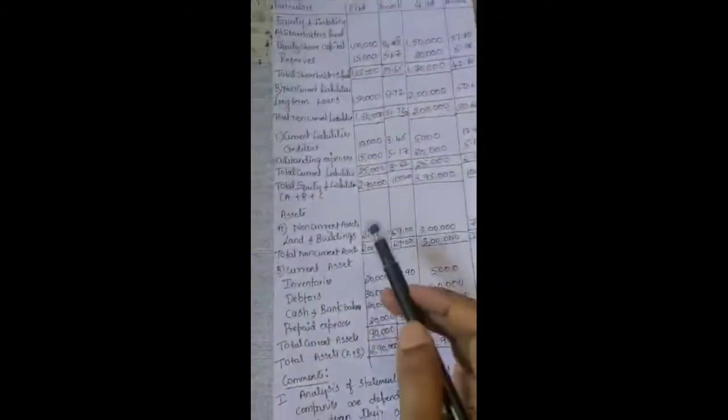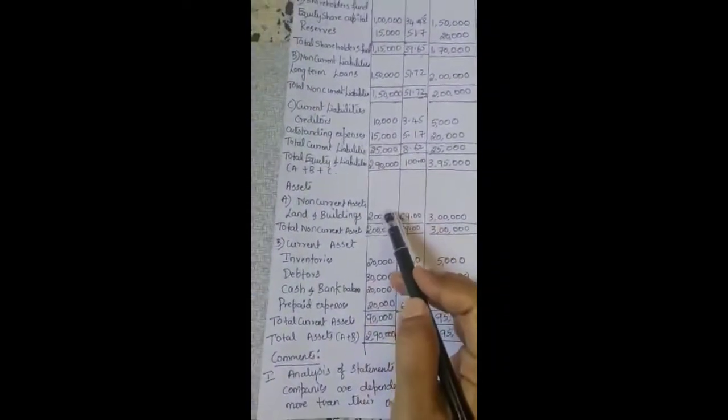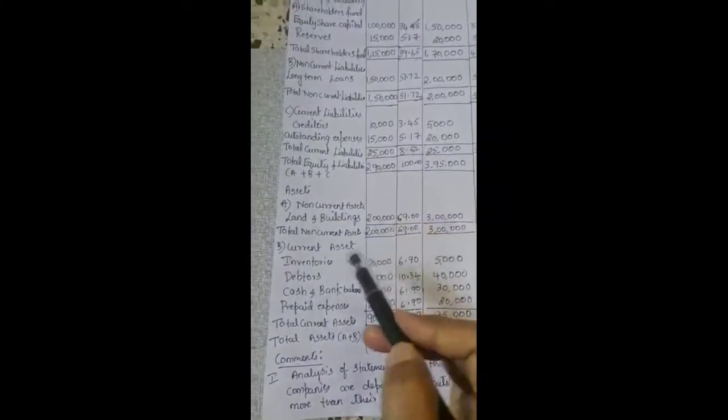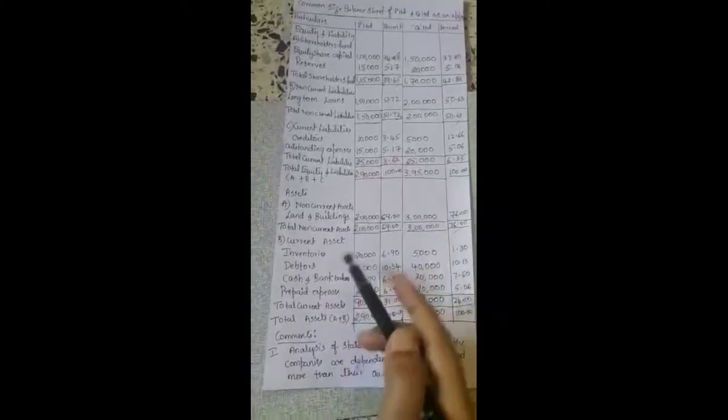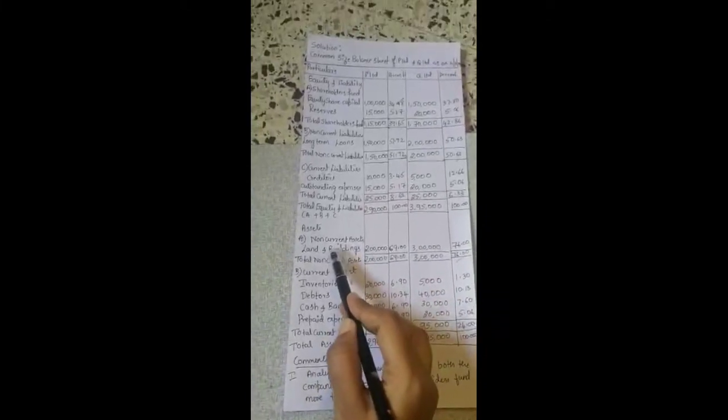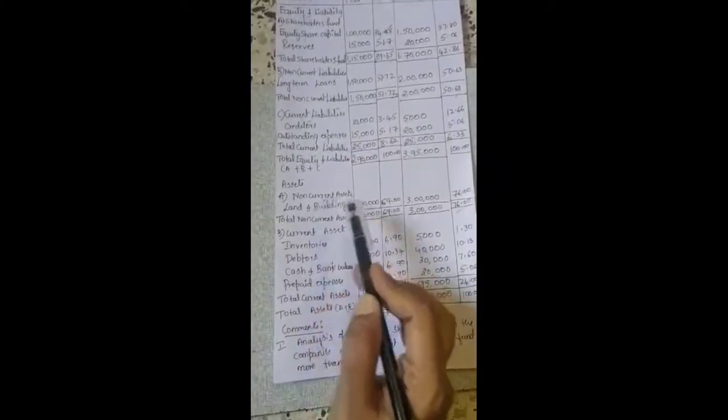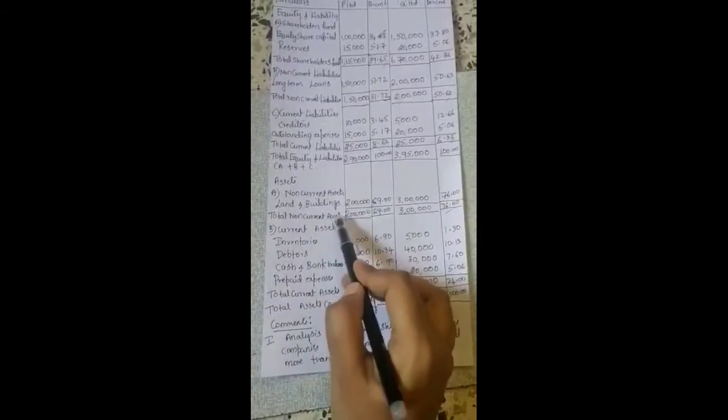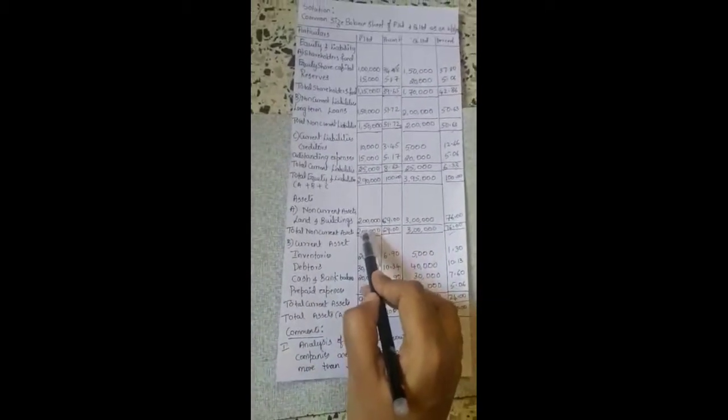So land and building, it is 2 lakh for P Limited. For Q Limited, it is 3 lakh. We don't have any other fixed assets to be recorded under non-current assets. We will close it up. Total non-current assets is for P Limited 2 lakh and for Q Limited it is 3 lakh.